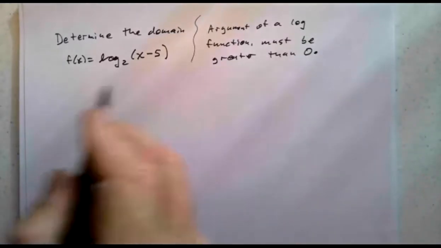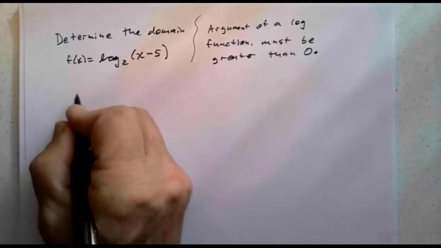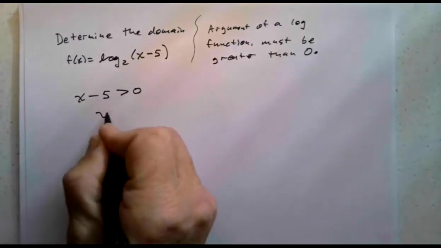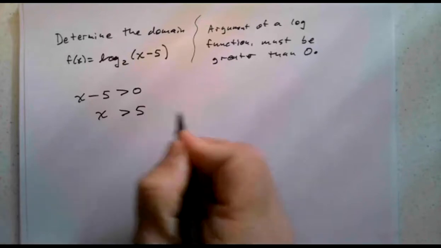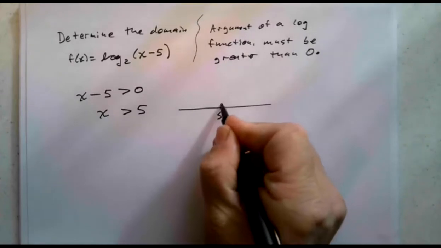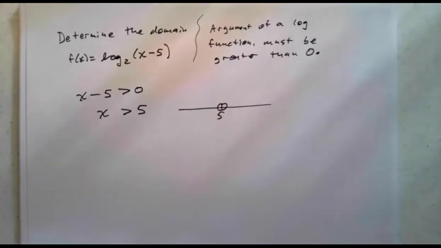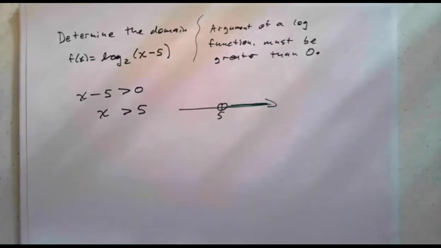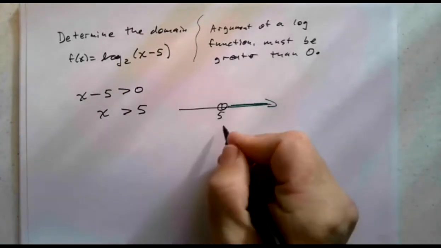So if I want the domain of this function, the argument x minus 5 must be greater than 0. So x has to be greater than 5. If I do that in terms of a number line, open circle, 5 to infinity, round bracket 5 to infinity.